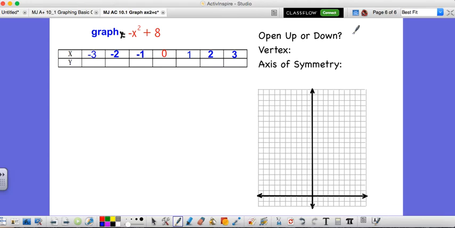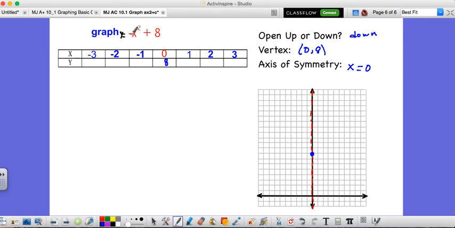Our a value is negative, so we're going down. Our vertex, if we plug 0 in, 0 squared plus 8 is just going to be 8. So our vertex is at 0, 8. Our axis of symmetry is going to be at x equals 0, like what we've seen this entire section. That will only be the case when you have something that looks like ax squared plus c. Our vertex we said was 0, 8, so 1, 2, 3, 4, 5, 6, 7, 8. So we're starting here, and we are going to be going down.